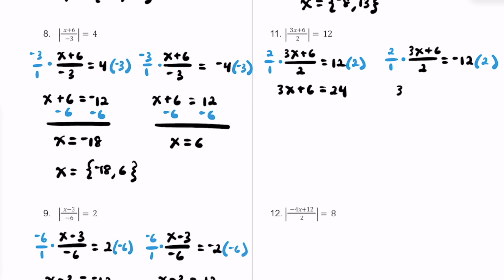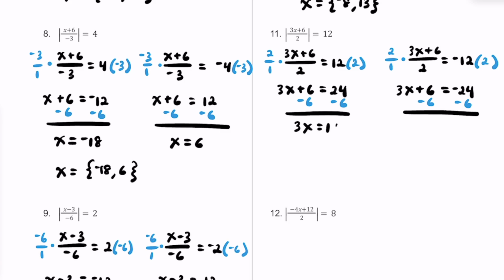We're going to be left with this 3x plus 6, and that's going to be equal to negative 12 times 2, which is going to be negative 24. All right, so we have two-step equations here. Let's go ahead and do the inverse of adding 6, which is subtracting 6. Go ahead and do that to both sides of both equations. If we do that, we're going to be left with 3x is equal to 18, and 3x is equal to negative 30.